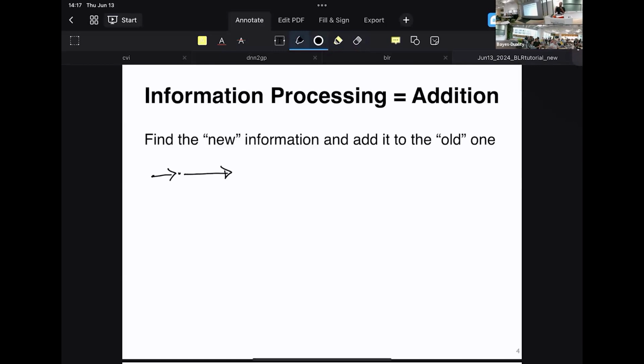But if you go to 2 dimensions, things look a little bit more tricky. But maybe not to you. So can somebody tell me how you add things in 2 dimensions?